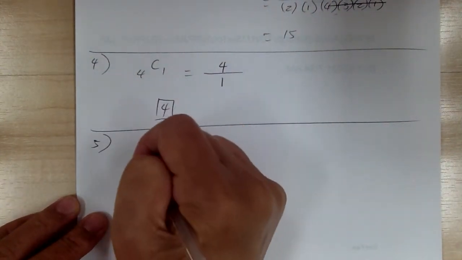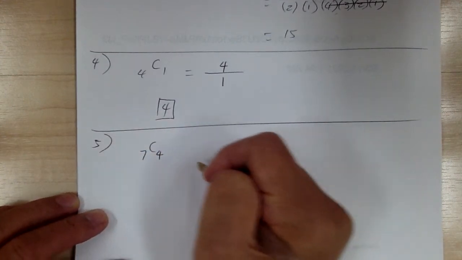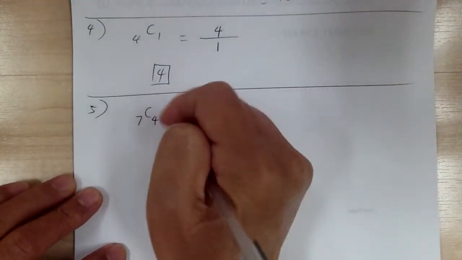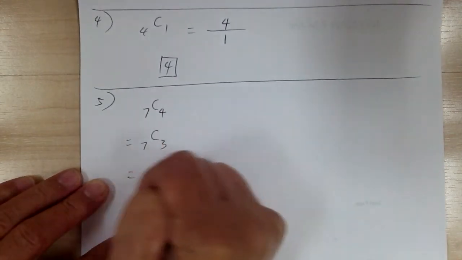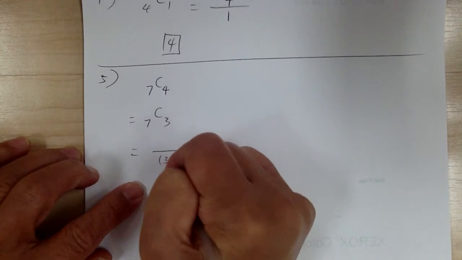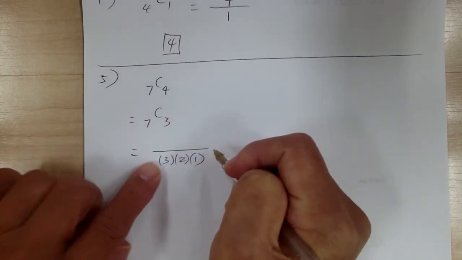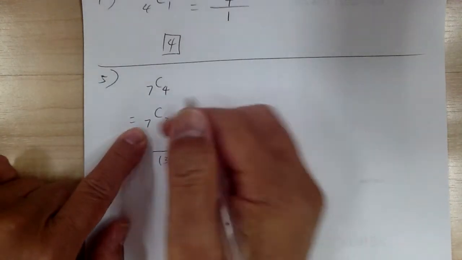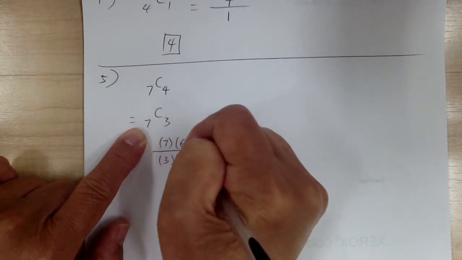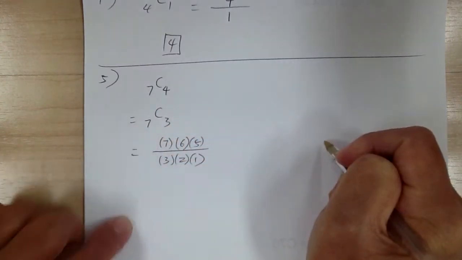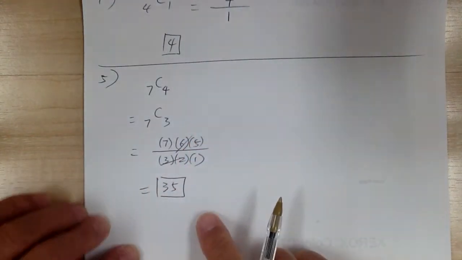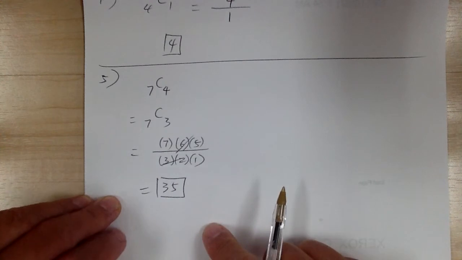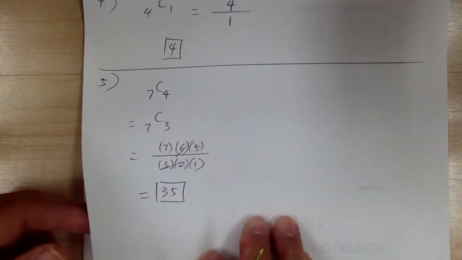Number 5, 7C4, will equal 7C3. And 3 gives you 3 factorial, 3, 2, 1. Since there are 3 numbers on the bottom, there will be 3 numbers on the top, starting with a 7, because the rest of them will all cancel out. This cancels with that, so it gives you 35. Again, if you know your technique, you can evaluate very quickly without a calculator. Okay, let's go to the next one.